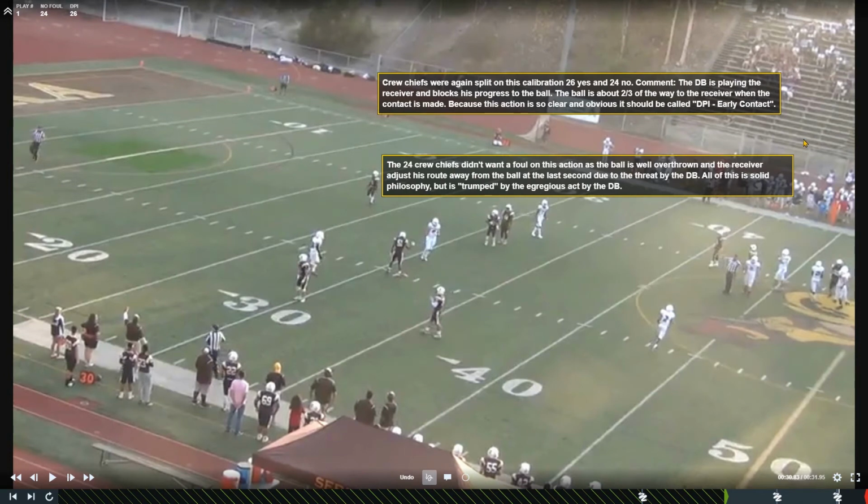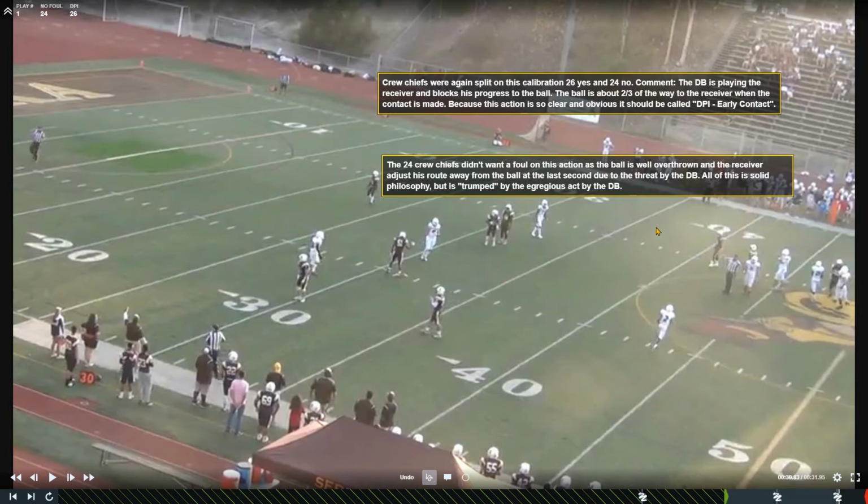So in San Diego, they were split pretty much half and half. The DB is playing the receiver and blocks his progress to the ball. Ball is about 2/3 of the way to the receiver when the contact is made. Because this action is so clear and obvious, it should be called DPI, early contact. And the ones that thought it wasn't simply said the ball was well overthrown. The receiver adjusted the route away from the ball at the last second due to the threat by the DB. I don't know how they know that. I think that's supposition, but okay. All this is solid philosophy, but is trumped by the egregious act by the DB. That last sentence, I'm sure, is Steve's comment.